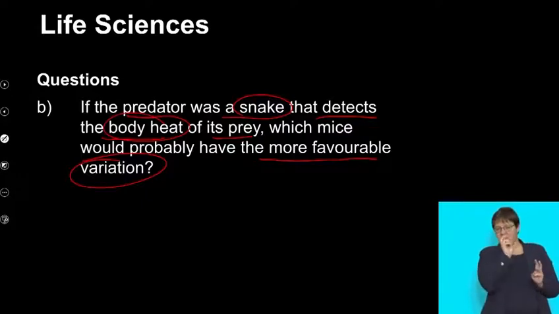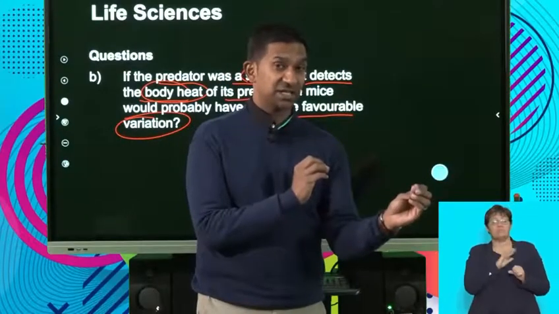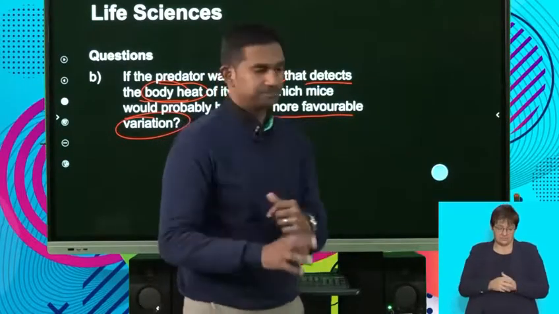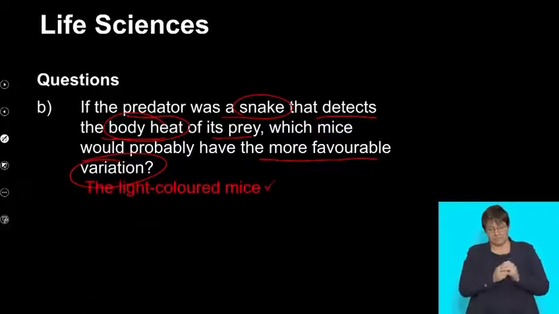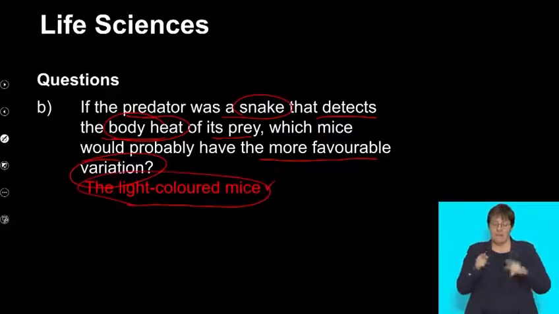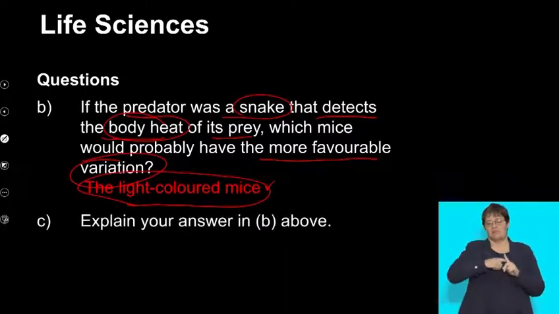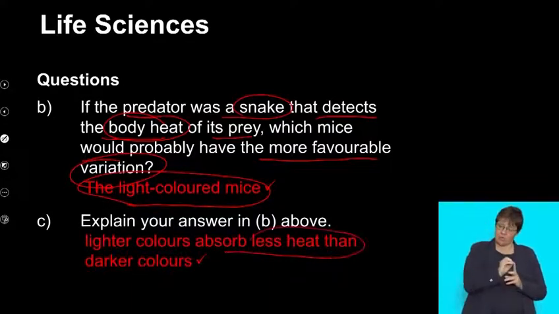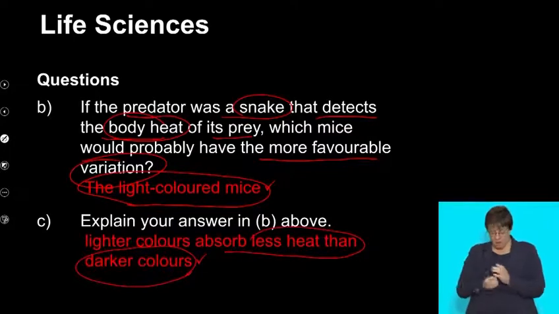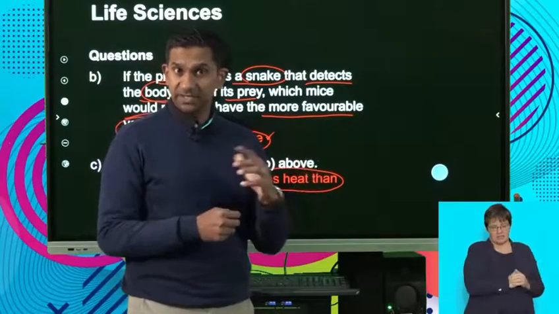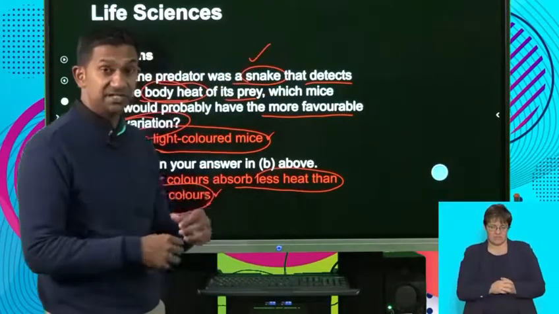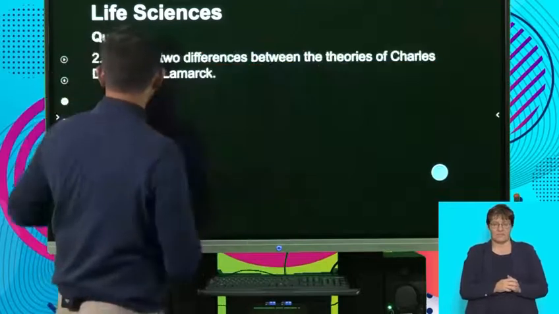And now we see that there's a selection pressure that changes and favors having a light colored skin, or in this case, fur. So the light colored mice are more likely to not be detected. That's because, as I explained, the light colors absorb less heat than the dark colors, and hence their numbers will gradually increase over a period of time if this selection pressure persists in that particular environment.